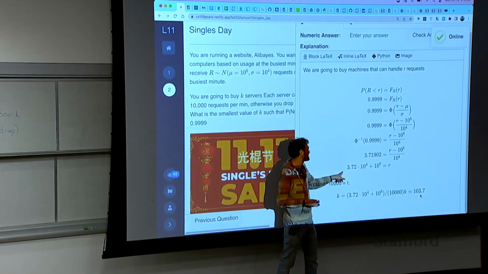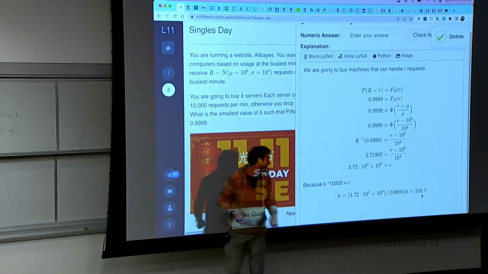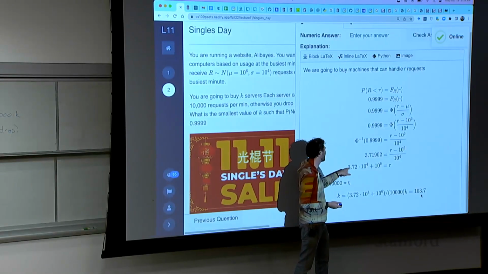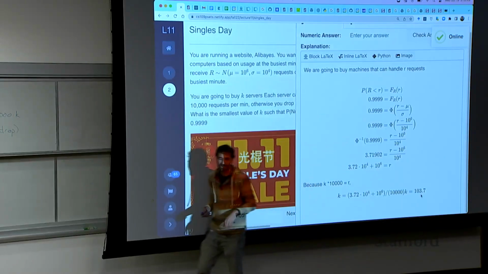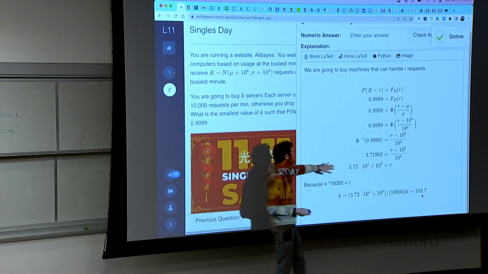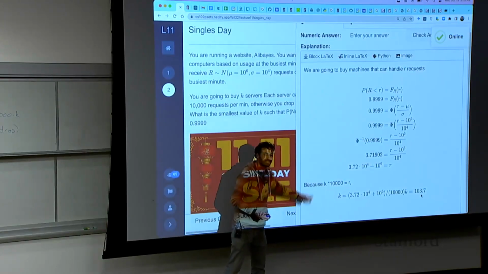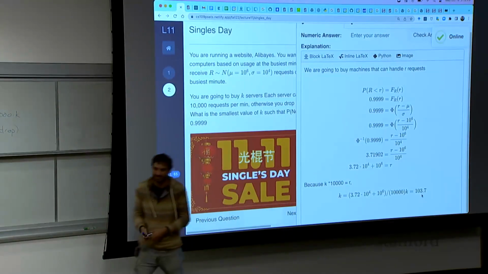That's a really fancy number. I think if you did 10 to the 6th plus 3.7 times 10 to the 4th, it's just like 1,037,000. So we need enough machines to handle 1,037,000 requests. And then every machine can handle 10,000 requests. So we just divide that by 10,000.